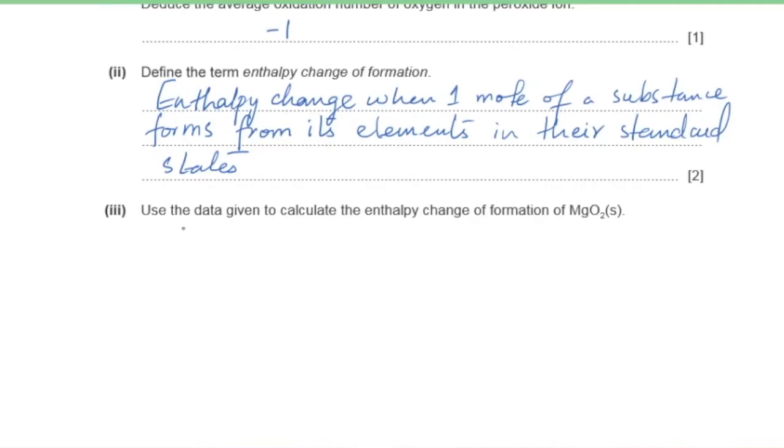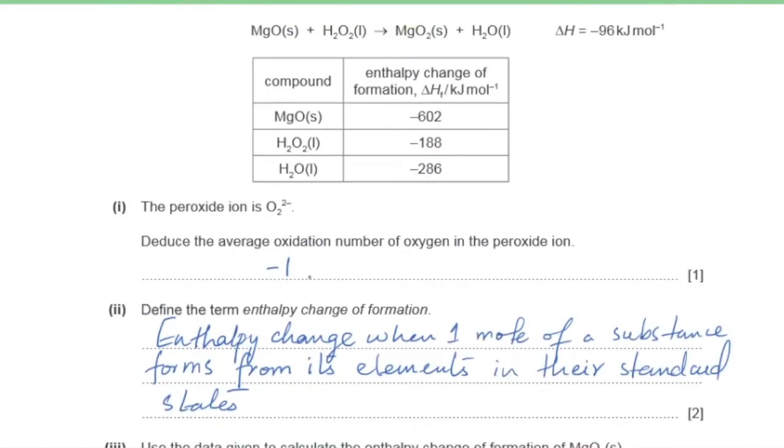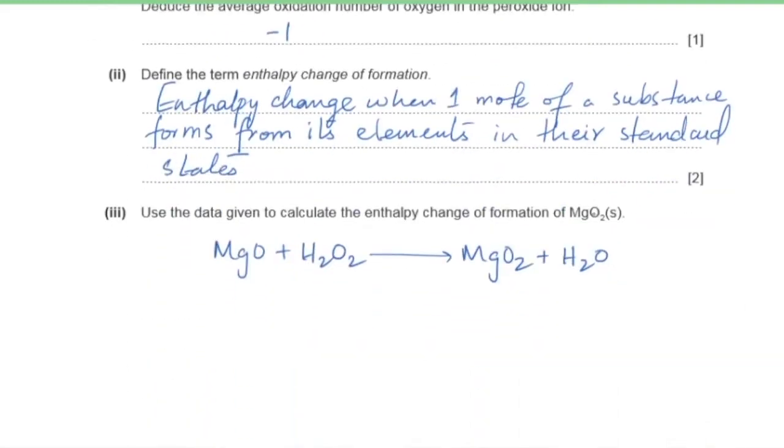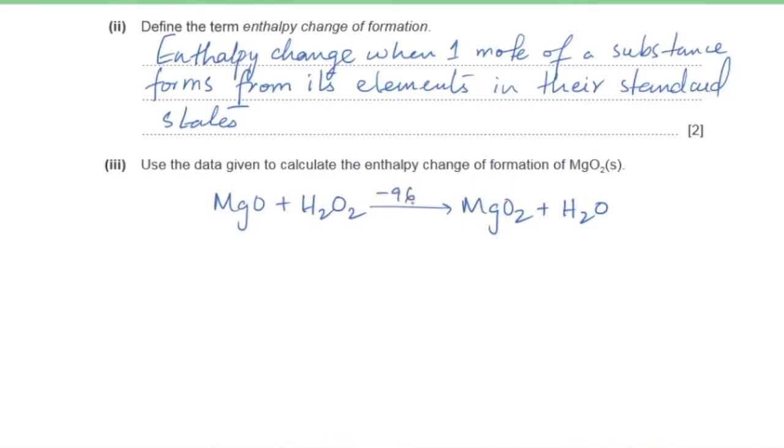Part 3, use the data given to calculate the enthalpy change of formation of MgO2. So using the previous equation, which is in part 1, that MgO reacts with H2O2, that gives MgO2 plus water. The enthalpy for this reaction was -96, and we are supposed to find the enthalpy change of formation of MgO2. Means we will have magnesium in its standard state and oxygen in its standard state to form MgO2, and this is what we have to calculate.